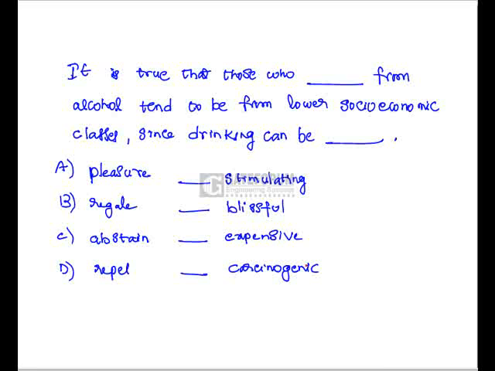A possible answer. Repel from alcohol. Drinking can be carcinogenic. Drinking can be carcinogenic to anyone. Why only these lower socioeconomic classes? Therefore, both the conditions, that is away from alcohol because of the lower socioeconomic class, are correctly matched in C. Therefore, the best answer is C here. We go with C.